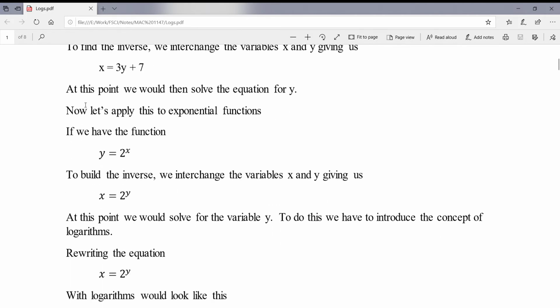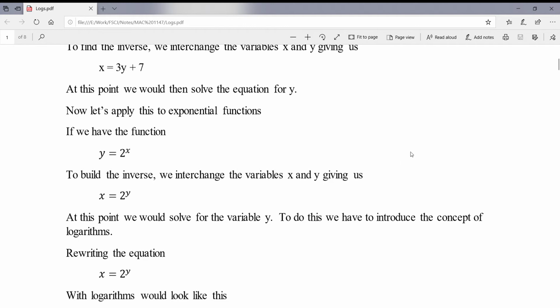Now let's apply this to exponential functions. If we have the function y is equal to 2 to the x power, to build the inverse, we interchange the variables x and y, giving us x is equal to 2 raised to the y exponent. At this point, we would solve for the variable y. To do this, we have to introduce the concept of logarithms.